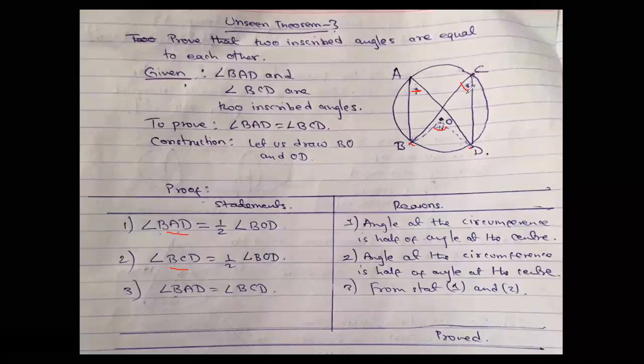Also made from the circumference, from B and D only. So angle BCD is half of angle at the center BOD. The angle at the circumference is half of angle at the center. So here the RHS are equal: half BOD, half BOD. If these two are equal, the other two are equal too. If these two RHS are equal, then the LHS are also equal to each other.